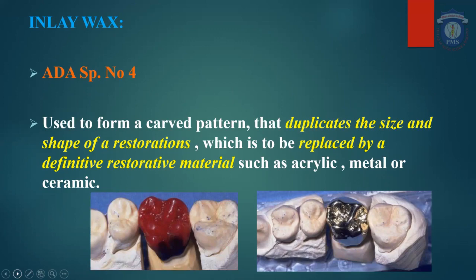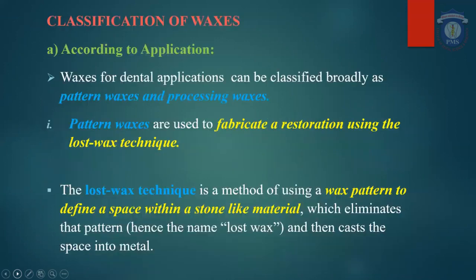How it is replaced by a definitive restorative material means that it is through the lost wax technique. The lost wax technique is mainly for metallic restorations. For composites and ceramics, we have other methods also. So that is an example of a pattern wax. Pattern waxes are used to fabricate a wax pattern that duplicates the exact size and shape of the final restoration, and finally it is replaced by a definitive restorative material via the lost wax technique.